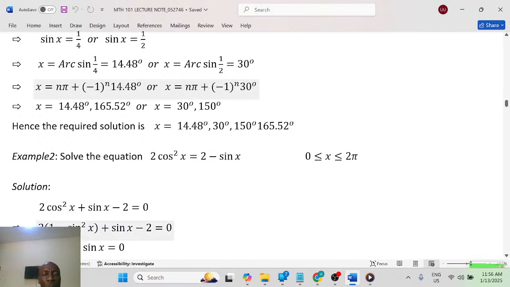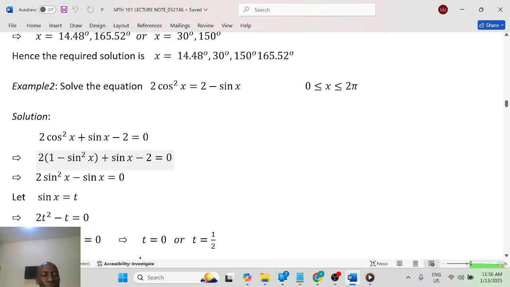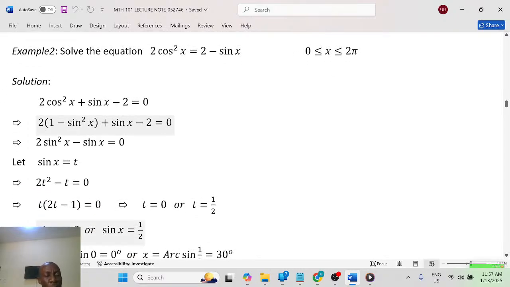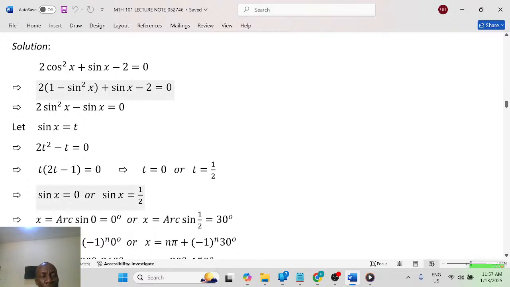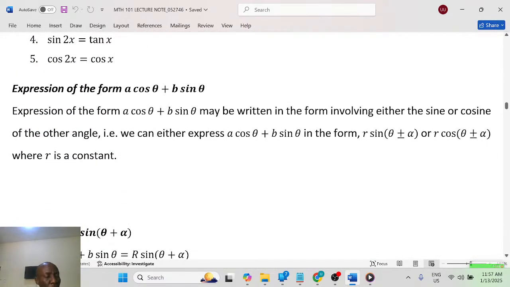And the second one has to do with cosine. Convert that cosine to sine. You simplify, you collect like terms, you subtract the common terms, you set your sine x to be equal to t. I'm looking at example 2 now. From there, you have 2t squared minus t equals 0. You factorize out the common term, which is t, and you have t times 2t minus 1 equals 0. So that will lead to sine x equals 0, or sine x is equal to 1 over 2. And the arc of sine 0 will give you 0 degrees. The arc of sine 1 over 2 will give you 30 degrees. So that is how we solve this equation.